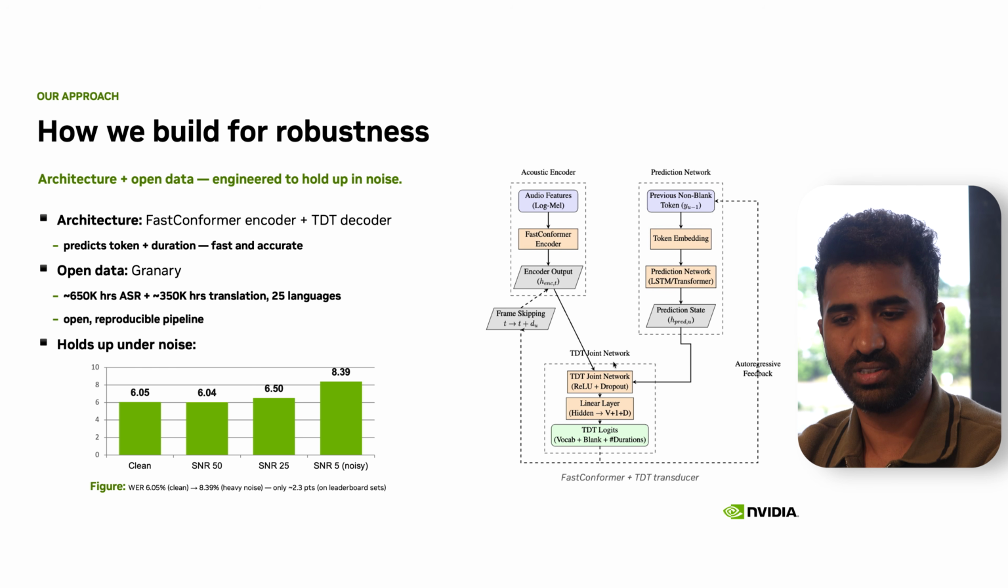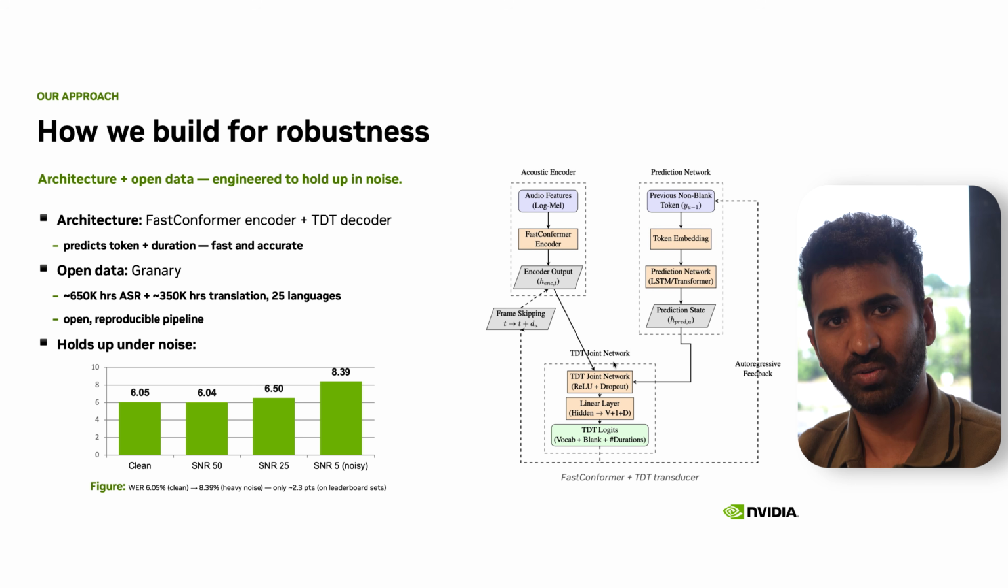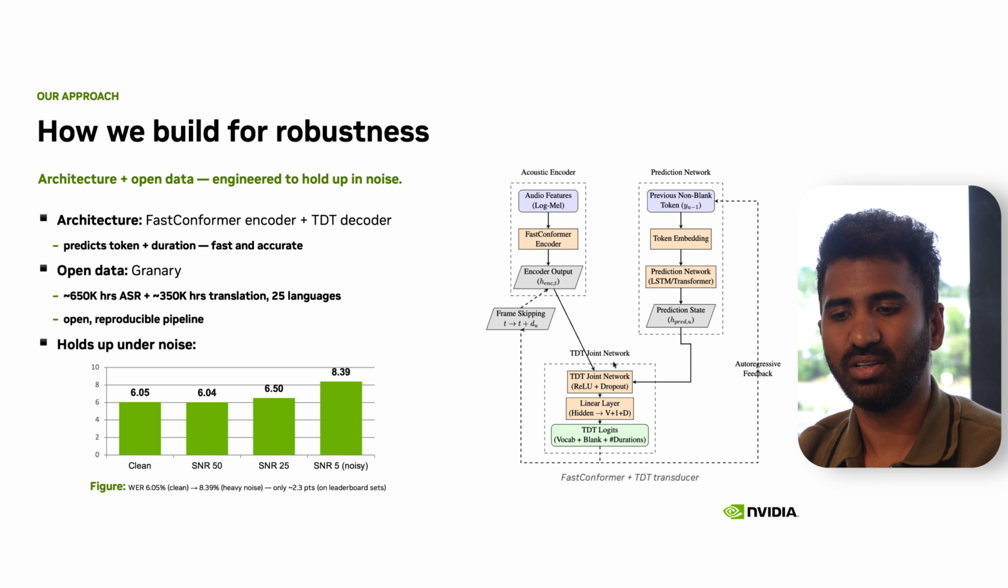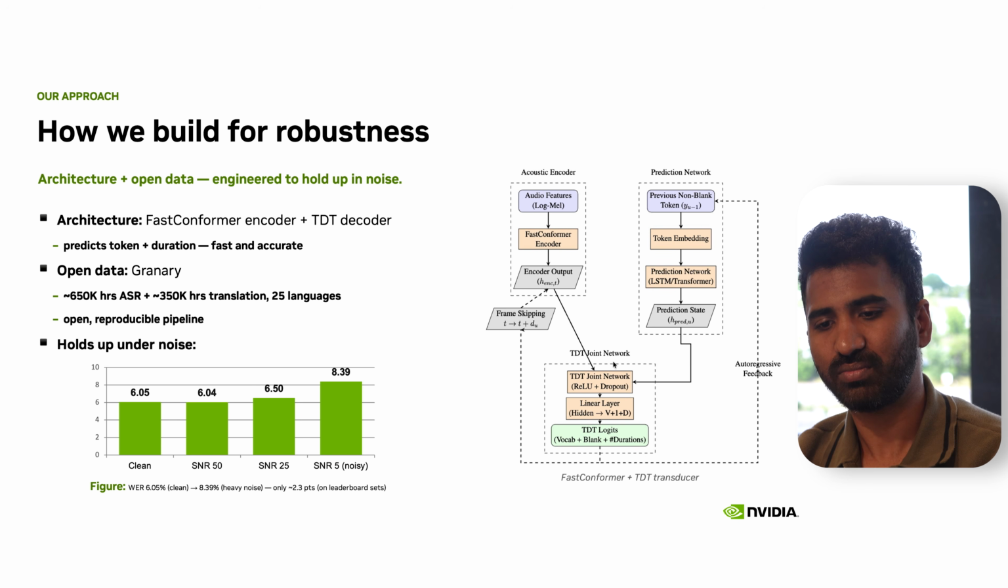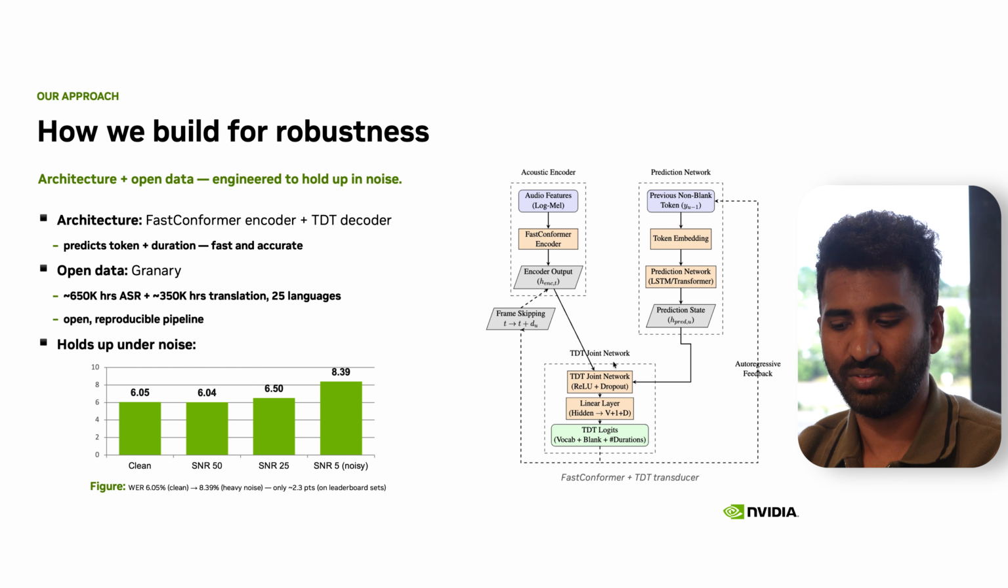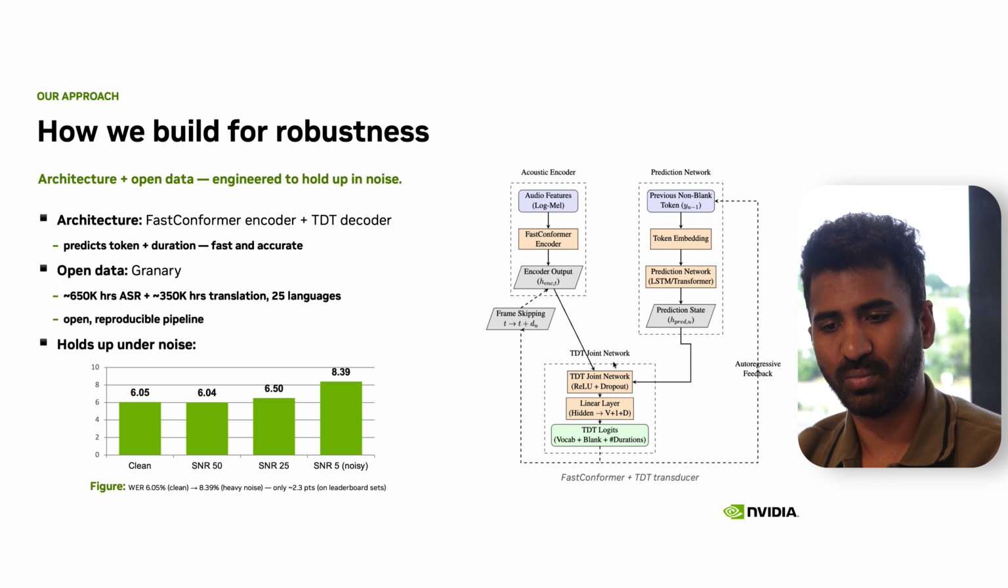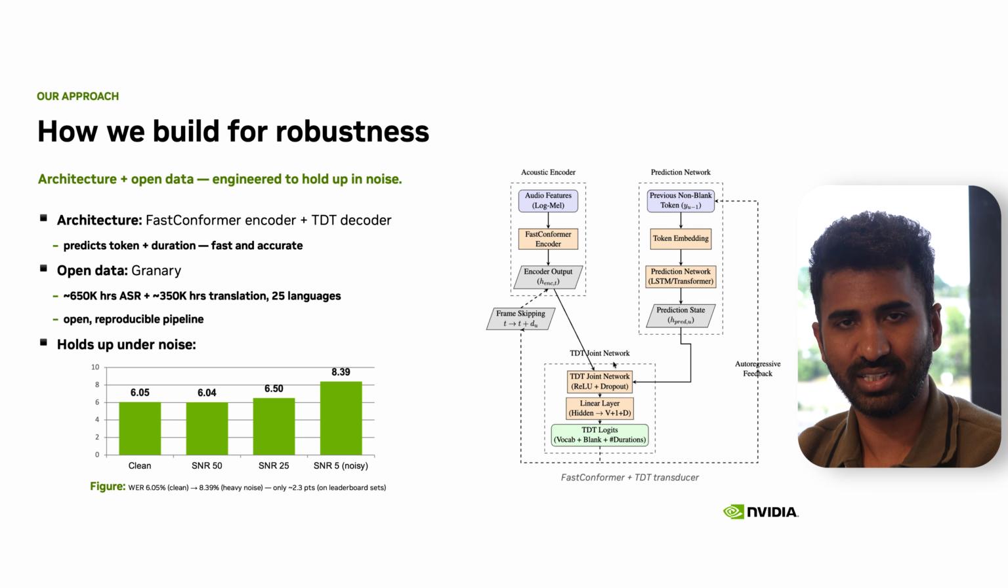And since we use this architecture, we always make sure that the output tokens are always less than or equal to the input tokens, which are the acoustic tokens. So that way there is very little room for hallucinations in the first place. Along with architecture, one more really important factor that played a big role in robustness is the data.